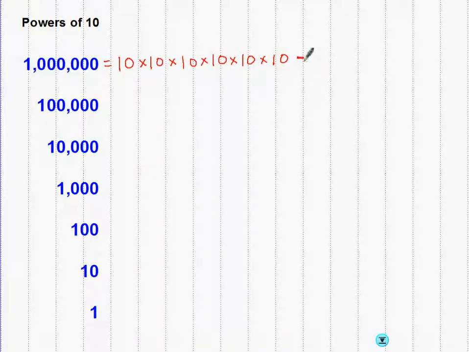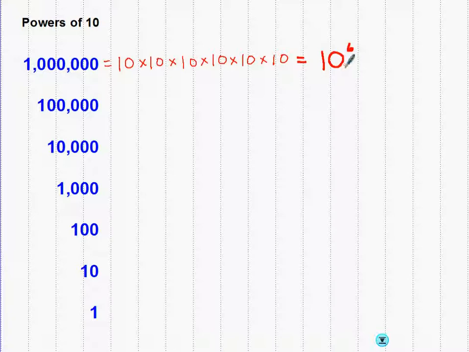Now we can go ahead and further write this as an exponent. Okay? Since we multiply 10 times itself, 10 is going to be our base number. And then we'll put an exponent of 6. We would read this as 10 to the power of 6. Okay? 10 would be my base number, 6 would be my power, or my exponent.